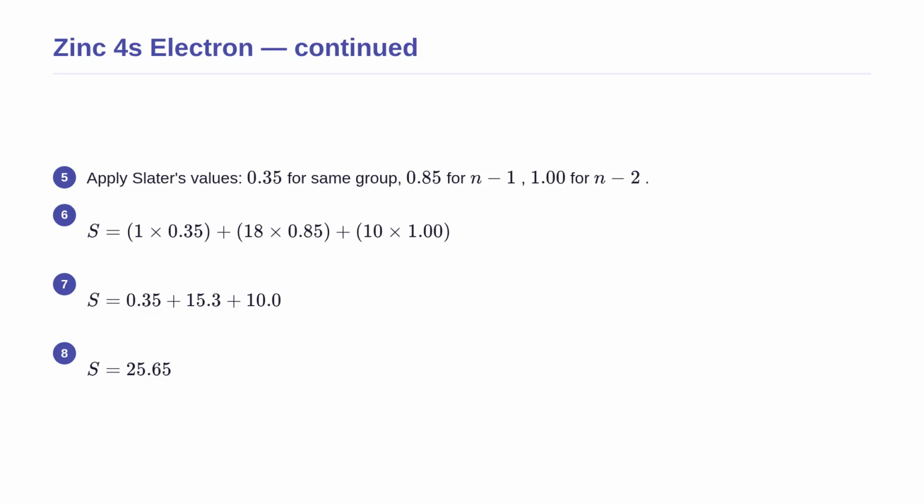Continuing with our calculation, we now multiply our electron counts by their shielding values. We have 1 electron in the same group, so we multiply 1 by 0.35. We have 18 electrons in the n-1 shell, so we multiply 18 by 0.85. Finally, we have 10 electrons in the n-2 shells, multiplying 10 by 1.00. Adding these products together gives us 0.35 plus 15.3 plus 10.0, resulting in a total shielding constant of 25.65.